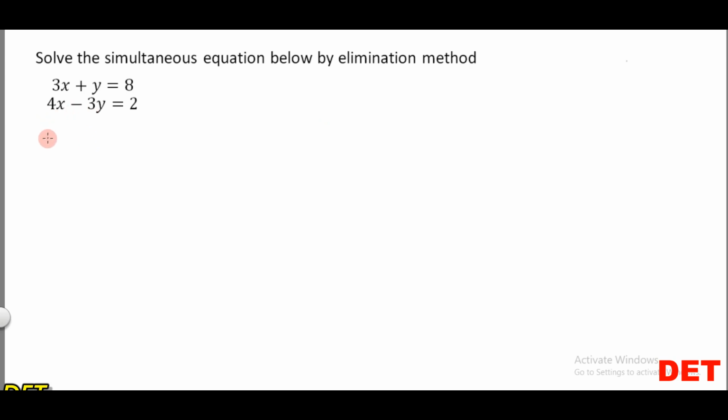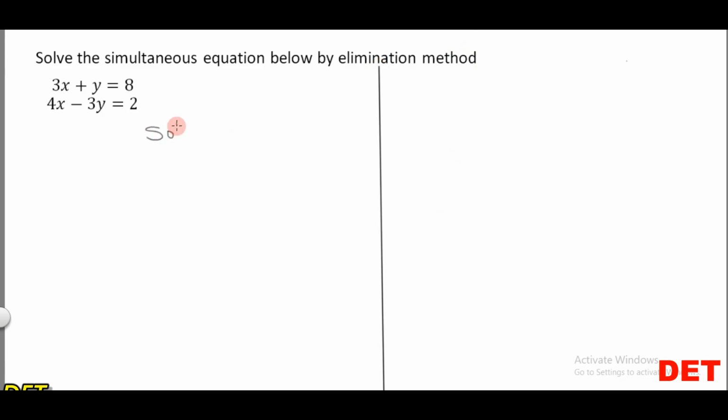Okay, so here we're looking at this question. The question is to solve the simultaneous equation by elimination method. We have 3x plus y is equal to 8 and 4x minus 3y is equal to 2.